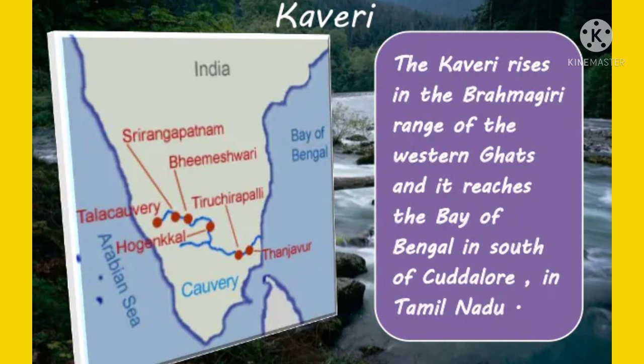About 3% of the Kaveri Basin falls in Kerala, 41% in Karnataka, and 56% in Tamil Nadu. Its important tributaries are Kabini, the Bhavani, and the Amaravati rivers.